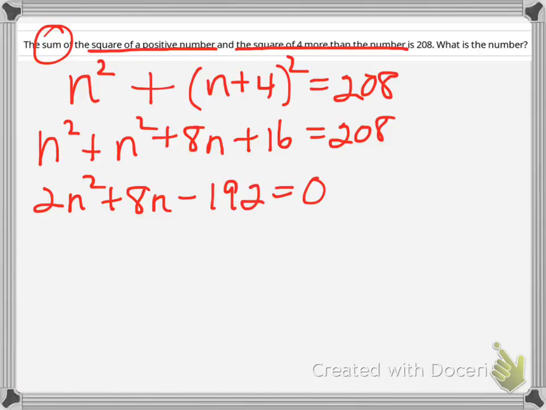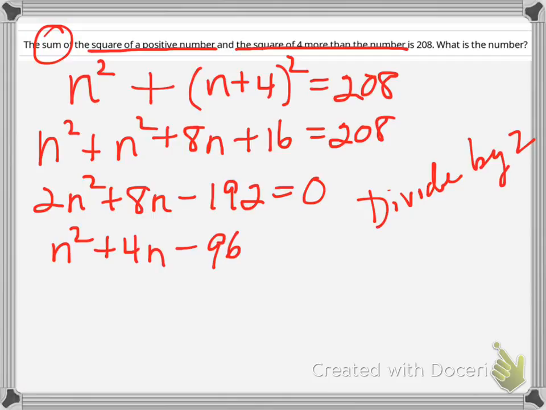And I notice that every term is an even number, so I can actually simplify this equation a little bit more by dividing both sides of the equation by 2. So I'm going to end up with n squared plus 4n minus 96 is equal to 0.